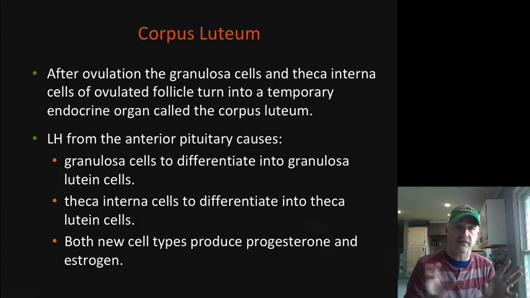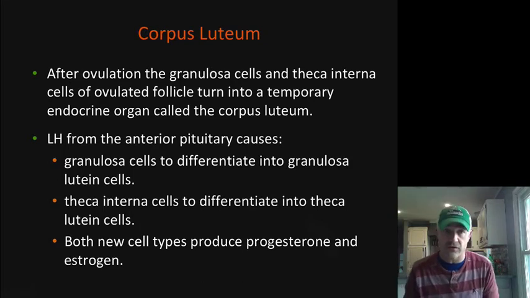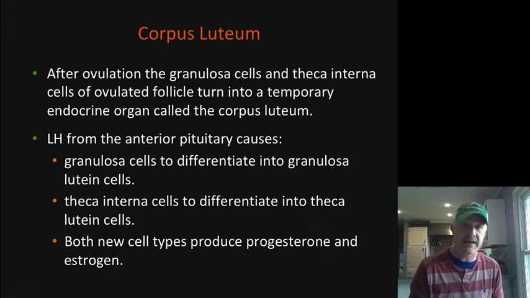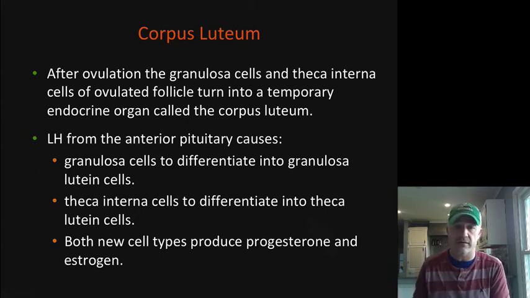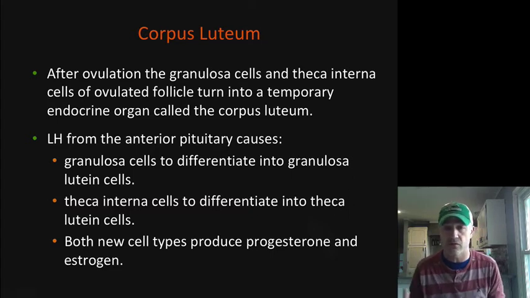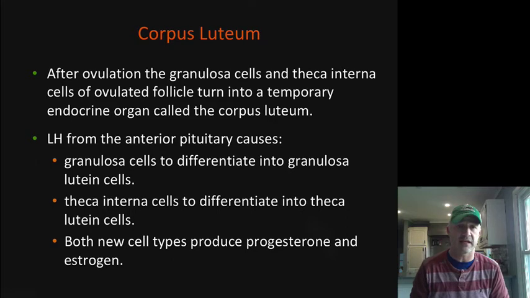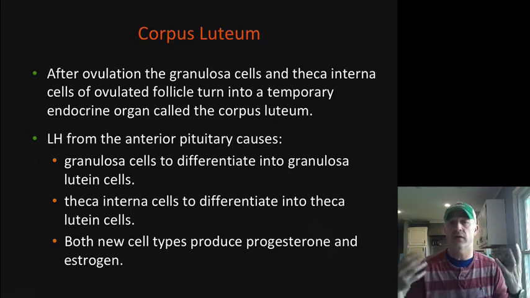What is left there is going to be maintained by this LH, those granulosa cells that are left there. They become what is called the corpus luteum, which corpus means body, luteum means yellow, so it's the yellow body. This is an endocrine organ temporarily that is going to release a lot of progesterone, which is going to help cause the uterus to prepare for a possible pregnancy, as well as inhibit the pituitary from sending any more signals to develop any more follicles.